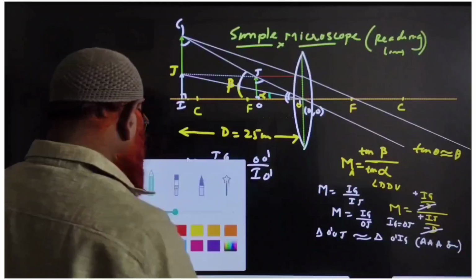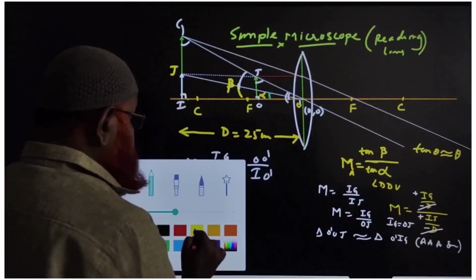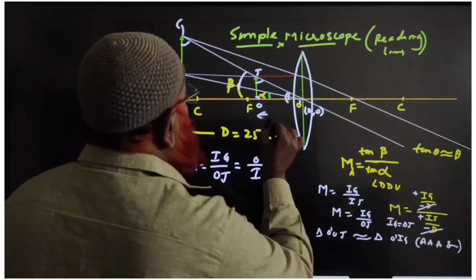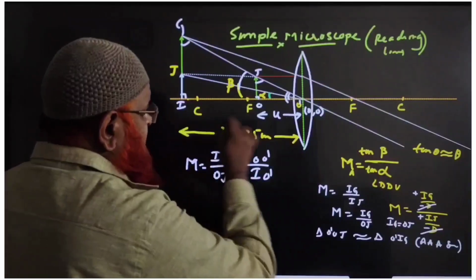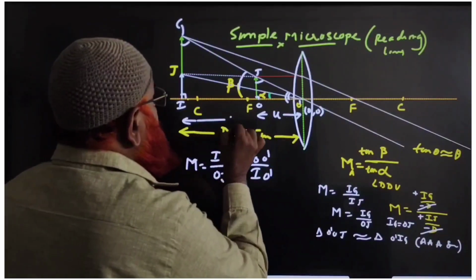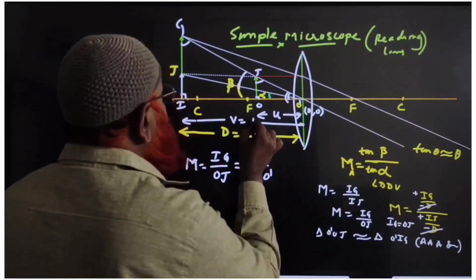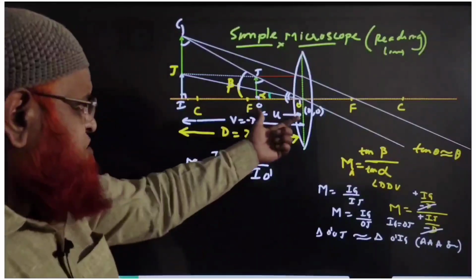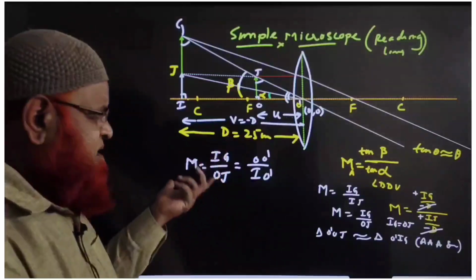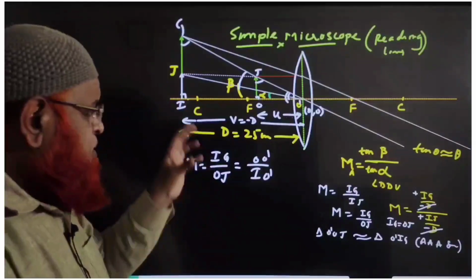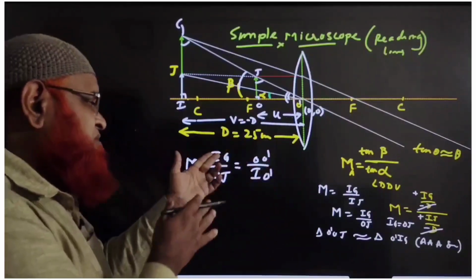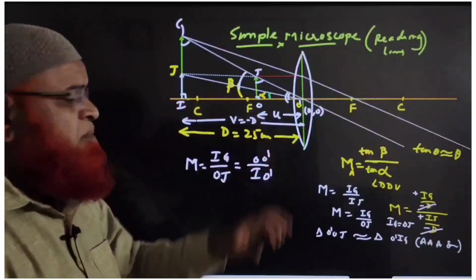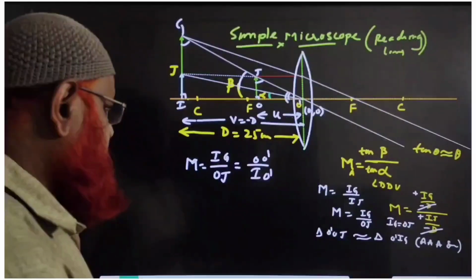And what is this OO dash here? See, OO dash is said to be the object distance, which is taken as U. Understand? And IO dash is said to be the image distance, which is taken as V. And later, this V is going to be minus V. Object distance is U, image distance is V. The least distance of distinct vision is also the image distance. So when the image distance is exactly at least 25 centimeters, it is at the least distance of distinct vision, where the image distance is going to be D here. So that's why it is going to be D here.